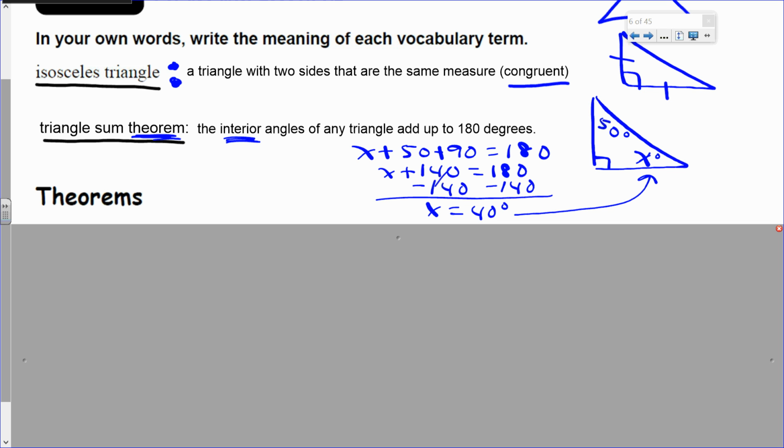Now, before we end our notes, let me set something up. Any questions on those first two words? Isosceles, that's two sides congruent. Triangle sum theorem: all the angles inside a triangle have to add up to 180 all the time. So if you know two angles, you can solve for the third. Anytime.